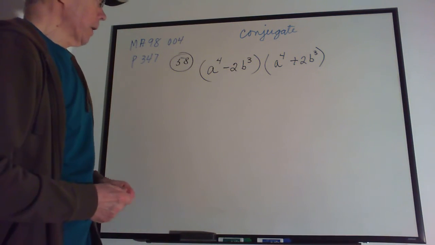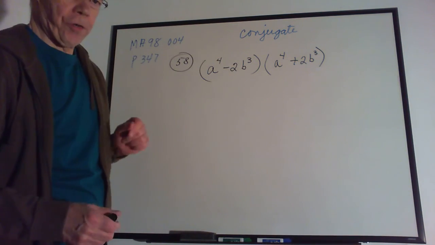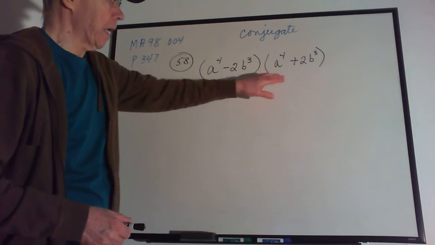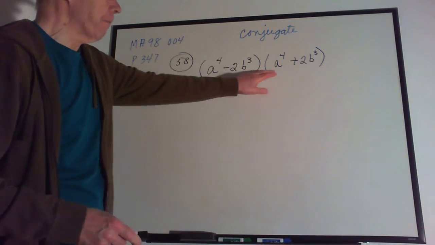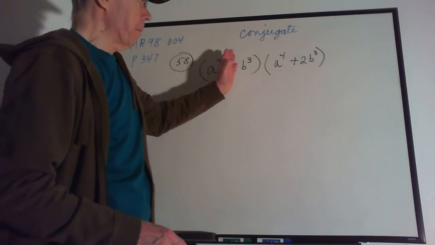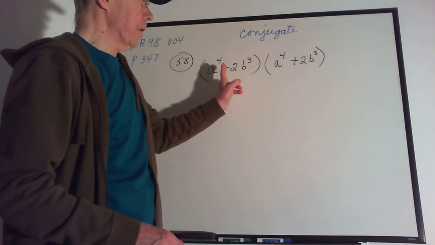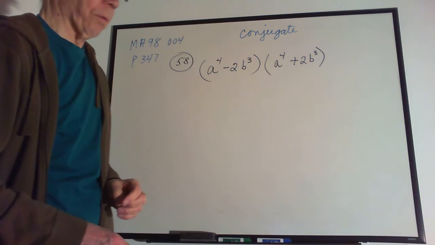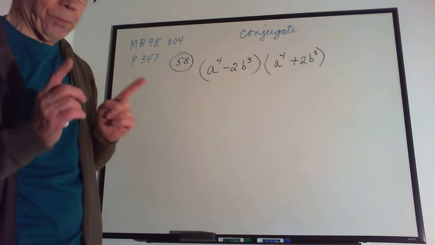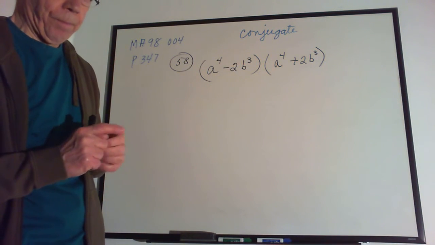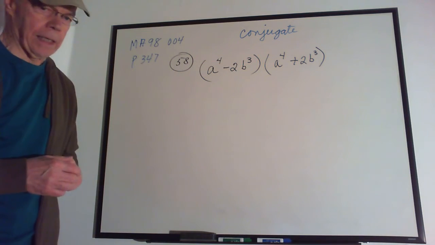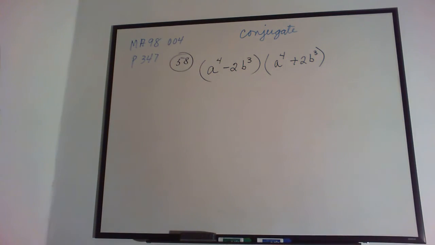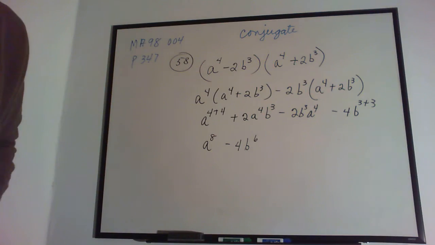All right, if we take a look at number 58, it is a conjugate. So they are conjugates of each other. You have the same first term, same second term, except that one is minus 2b cubed, the other one is plus 2b cubed. That means the final answer will not have a middle term. So go ahead and multiply these together, see how you do with them. Pause the video.